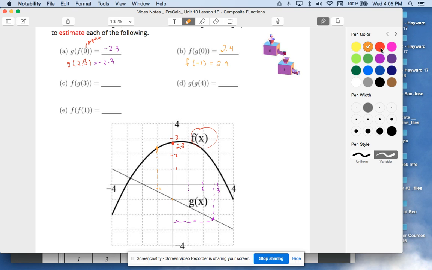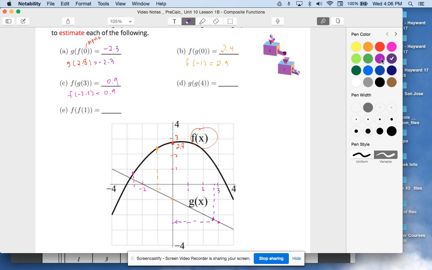Cool. Do the same thing for g of 3. So we find g of 3, so our input is 3, and our output, given that this is a little lower than this one, should be a negative 2.5. So we can say f of negative 2.5, and then we use that input to match with the point here on our f of x function. And so that's going to give us approximately 0.9.